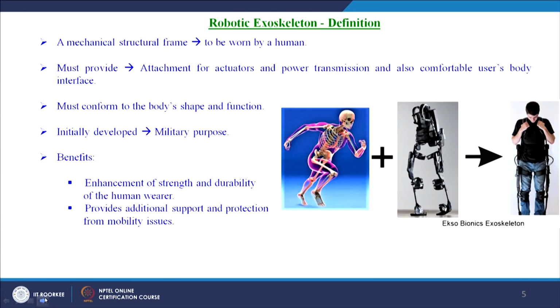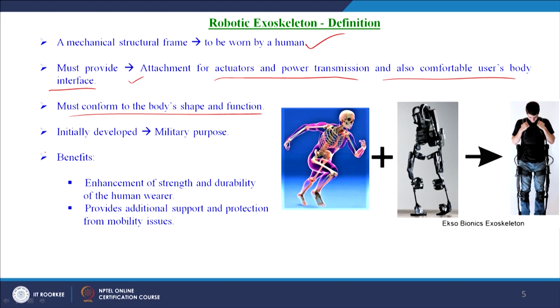Now, coming to the definition of robotic exoskeleton, it is a mechanical structural frame to be worn by the human being for the sake of protection and support or power augmentation purpose. The exoskeleton structure must provide the attachment for actuators, sensors and for power transmission, and also must be comfortable for the user's body interface with the environment. It must conform to the shape of the body and also the function of the human body.